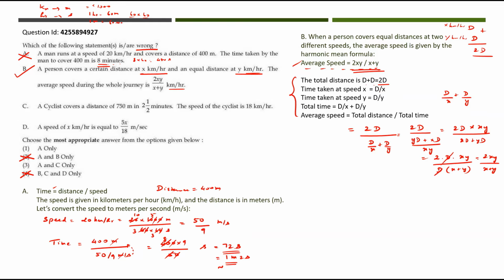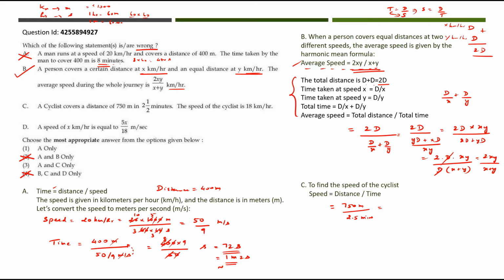A cyclist covers a distance of 750 meter in 2.5 minutes. The speed of the cyclist is 18 km per hour. The same formula has to be applied again. To find the speed of the cyclist, we use distance divided by time. When time is equal to distance divided by speed, speed is equal to distance divided by time. The distance covered here is 750 meter, and the time given is 2.5 minutes.